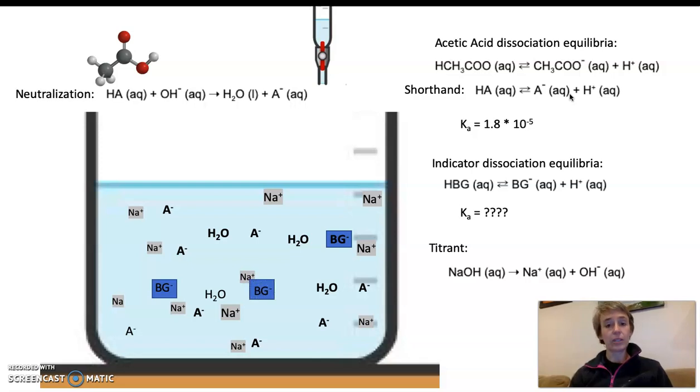Now our eyes visually, if this is a microcosm of a larger beaker, if we've converted all that indicator to Bg minus, now we should be at that blue stage. But it's going to be a much more gradual transition than you guys saw in the last video.